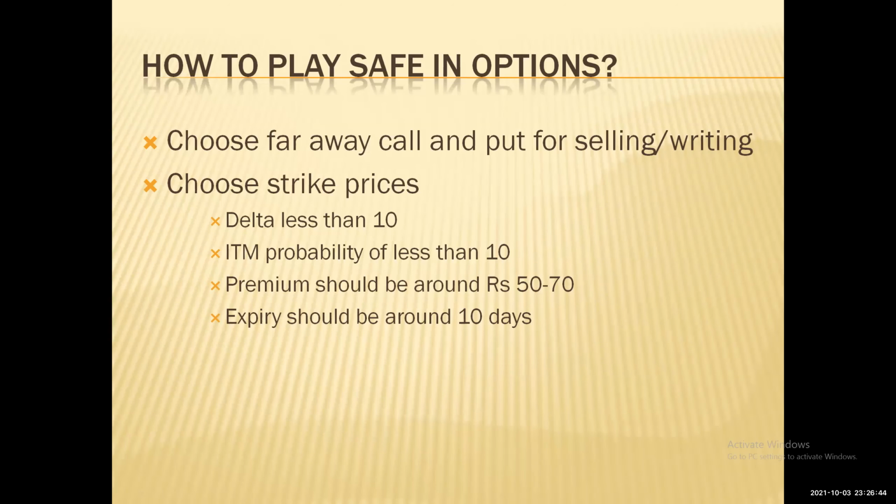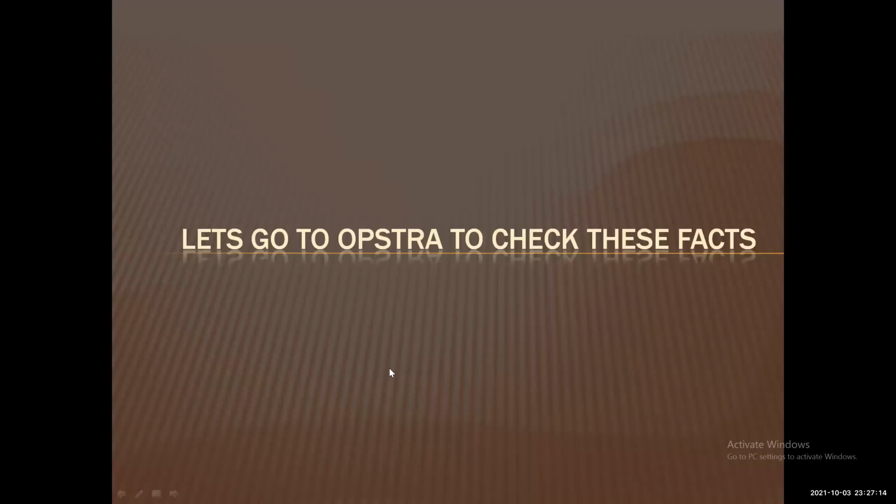Now, how to play very safe in options. Choose far away call and put options for writing. What I usually do is choose a delta of less than 10. ITM probability should be less than 10. Premium should be around 50 to 70 rupees. Expiry time should be a little less than 2 weeks, around 10 days. This is the maximum I'm looking at. Please take a screenshot of it, because this is how we are going to discuss our strategy planning. Now to check these, let's go to Opstra.